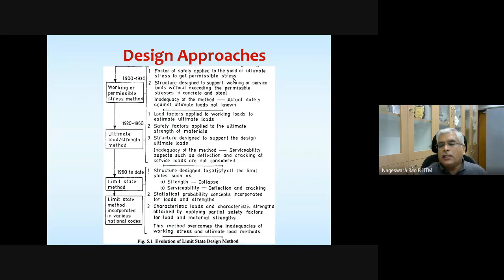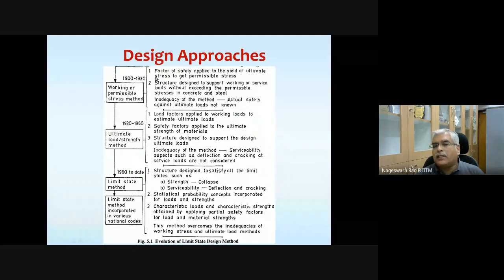So some factor of safety is chosen. Let's say I want a margin from the yield or ultimate stress value, the maximum stress that a particular grade of concrete can take. I will not allow the stress in the concrete to exceed that value by a certain factor. That factor is decided, and it is like a margin. The factor of safety is applied to the yield or ultimate stress to get the permissible stress value.